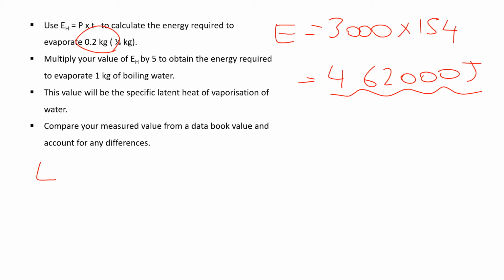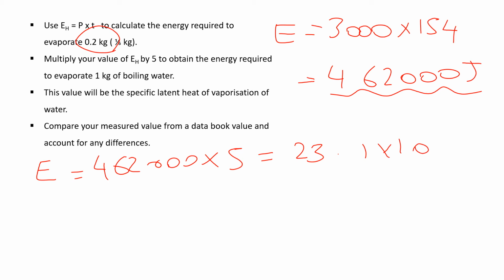Now, I need to multiply this by 5 to obtain the energy required to evaporate 1 kilogram of boiling water. So that's going to be 462,000 times 5, and that gives me 23.1 times 10 to the 5 joules. Okay. This value is the specific latent heat of vaporization of water because that's the heat energy required to evaporate 1 kilogram of boiling water.